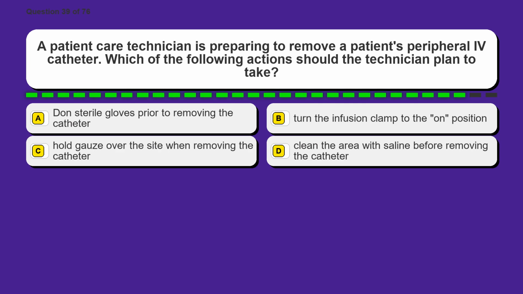Question 39. A patient care technician is preparing to remove a patient's peripheral IV catheter. Which of the following actions should the technician plan to take? Option A, don sterile gloves prior to removing the catheter. Option B, turn the infusion clamp to the on position. Option C, hold gauze over the site when removing the catheter. Option D, clean the area with saline before removing the catheter.